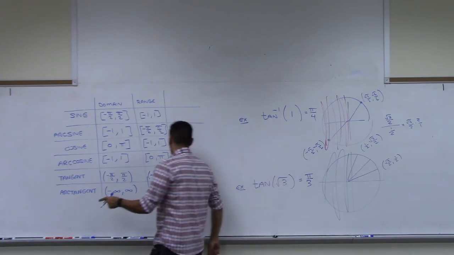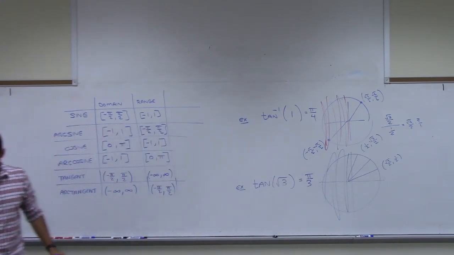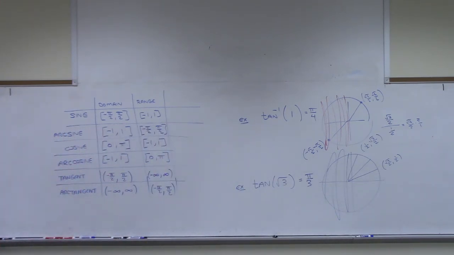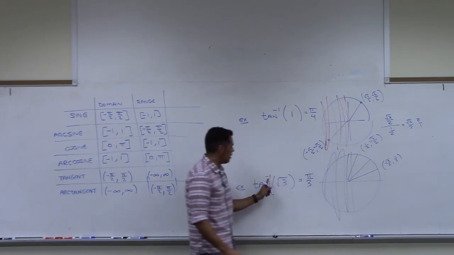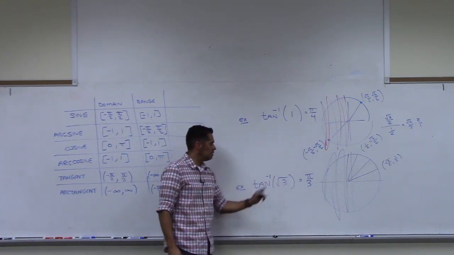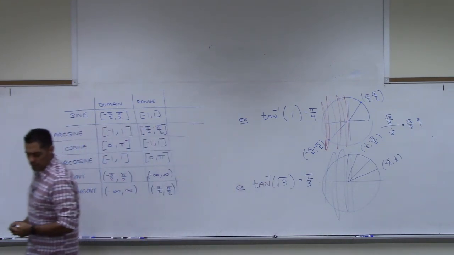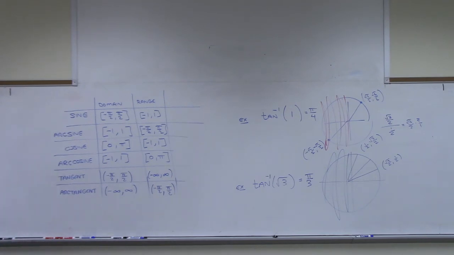Could you put tangent and then parentheses root 3? Do you mean to put -1 for the arc tangent? Oh, I did forget that. Thank you so much, glad you caught that. I forgot to put the arc tangent symbol here. Tangent of root 3 would not be pi over 3.